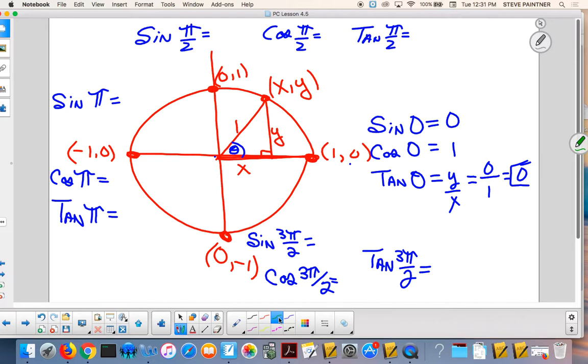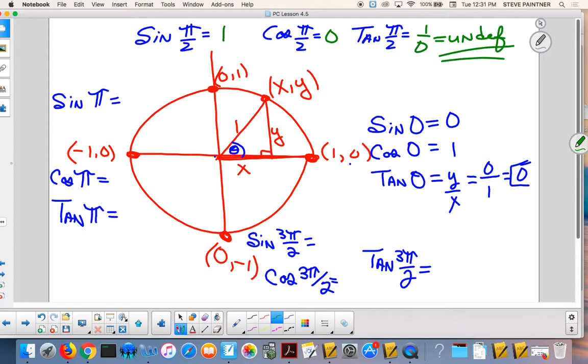Okay, so what is sine of pi over 2? 1. Guys, it's y over 1, so it's just y. It's 1, yep. How about cosine? 0. Now, tangent is y over x, so it's going to be what? 1 over 0. 1 over 0 is undefined. You got it. So, yes, tangent sometimes is undefined, and it happens actually twice around the circle.